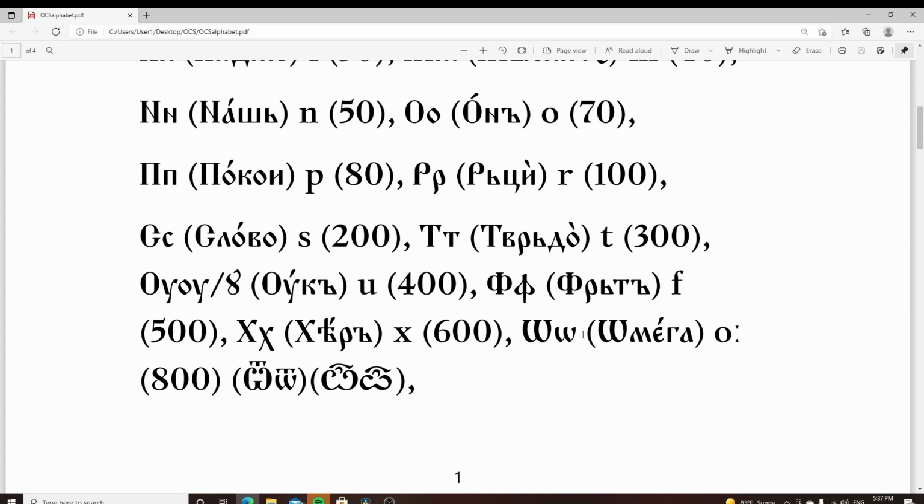Next letter we have is omega. Its sound is sort of like a longer type O sound, O. And its numerical value is 800. It can take on these two forms. This form is ota, and this is just omega, but it's used as the interjection O.